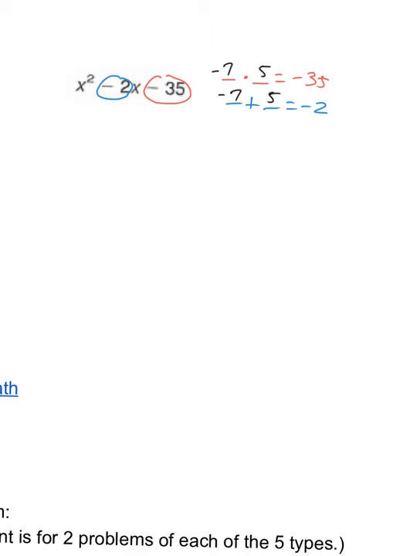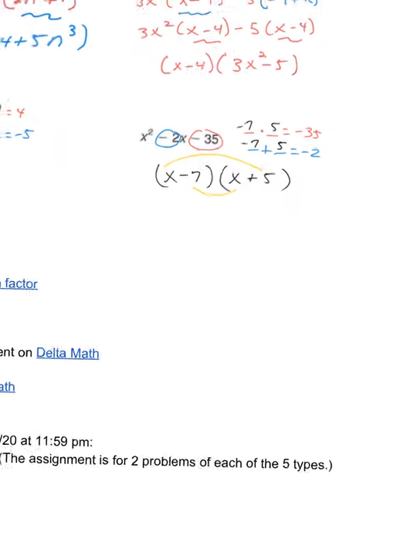Now that I've got those two numbers, I can go ahead and factor. X times x makes the x squared. Negative 7 times positive 5 makes the negative 35. So last times last is working. And you notice that the outer, if we were to check this, is positive 5x, and the inner is negative 7x, and together they would make the negative 2x. So I know that I have the correct answer.